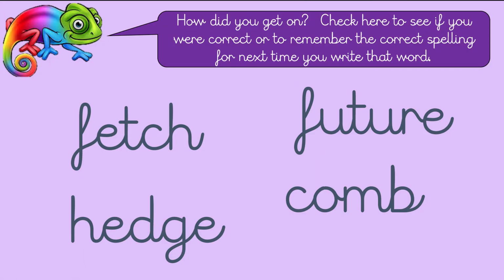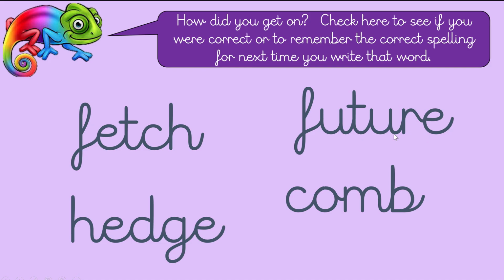So the first one was fetch, and you can see here it's f, and then it's got the Kathy grapheme, the T, the C, and the H for the ch sound. Okay, the next one was future.